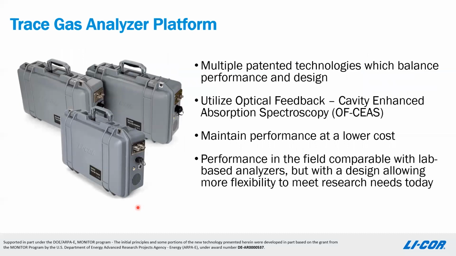Looking at the trace gas analyzer platform, as I say, we've got 3 different units currently available. One of those is the high precision CO2, which is the LI-7815. They use combined patented technologies which balance performance and design. You can see they're very much designed for portable outdoor use by our research customers. But using that optical feedback cavity-enhanced absorption spectroscopy technique, we also get very high performance for laboratory-based applications, of which pCO2 measurements is one, but also atmospheric long-term background measurements where there are high demands on short-term precision, but also long-term stability and drift.